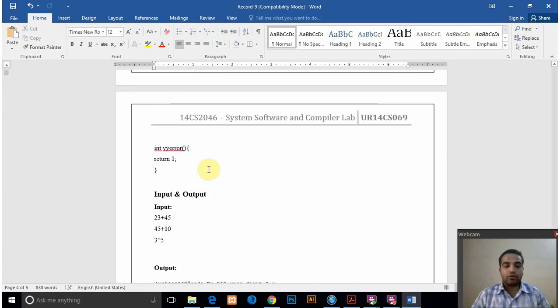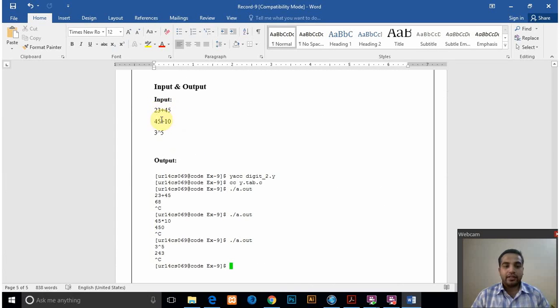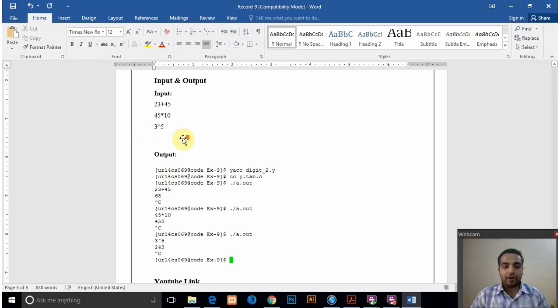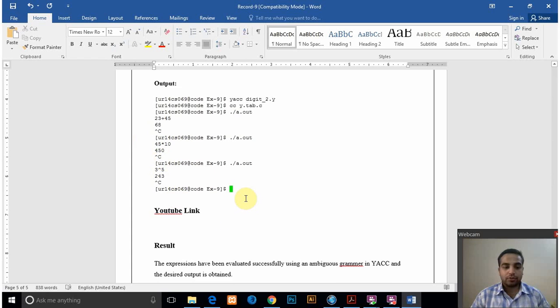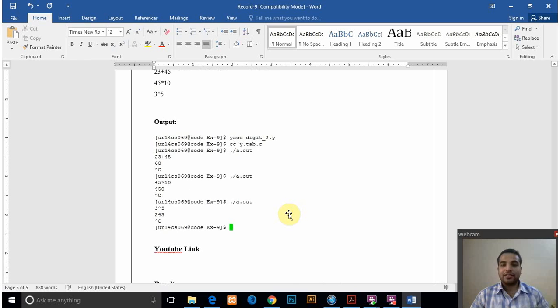For sample outputs I have considered three expressions: 23 plus 45, 45 into 10, and 3 to the power of 5. So here we have got the proper answers. So using YACC, we have successfully parsed an input string and we have got the output based on the grammar. Thank you.